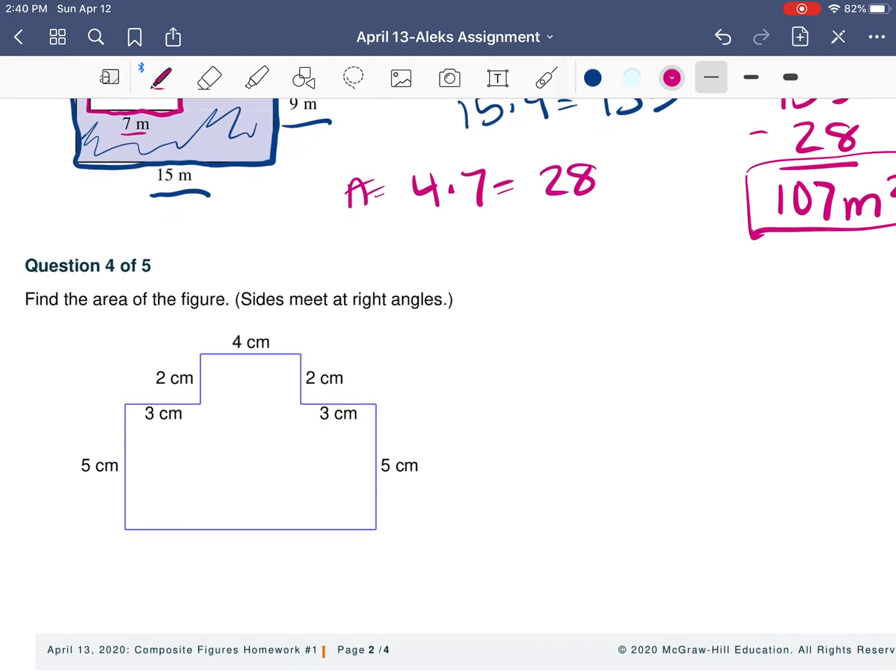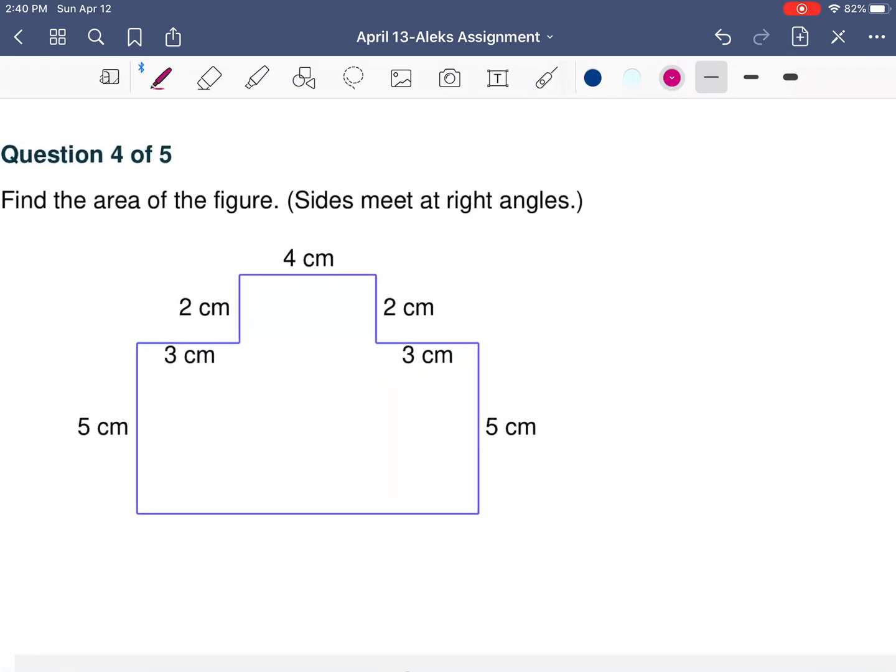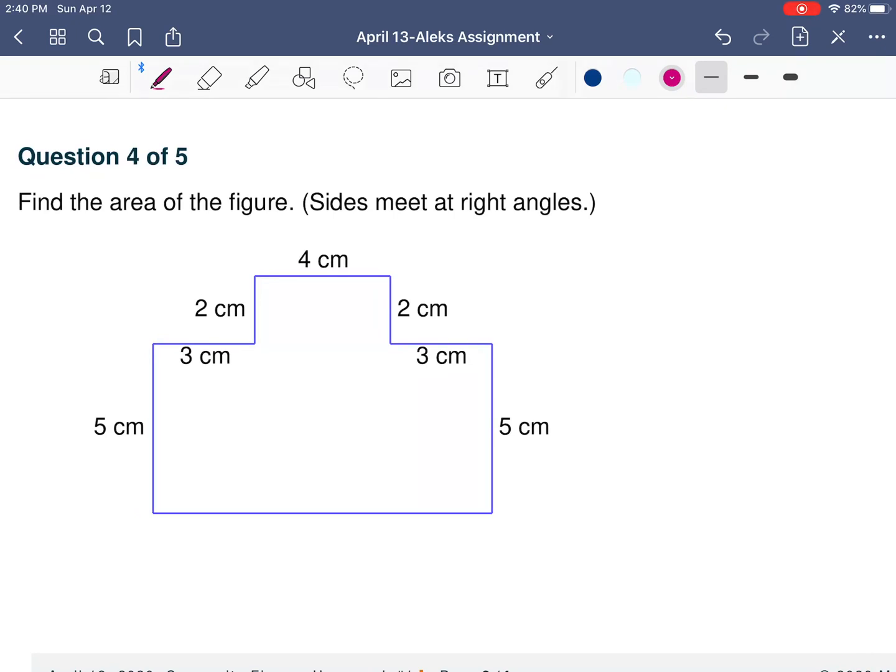And number 4. Let's see. Make it so we just see number 4. Number 4 says, find the area of the figure, sides meet at right angles. So that's just saying it wants me to find the area of this whole figure. And we can split it into two figures for right now. We can know that this is one spot, and then the bigger square, this whole thing, is one shape. And that will help us to figure it out.